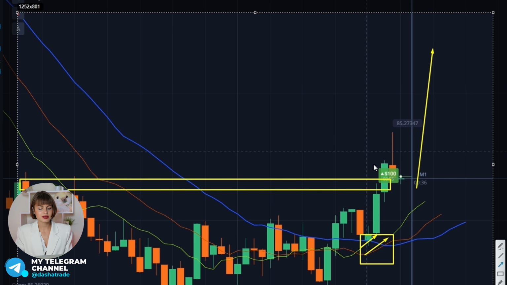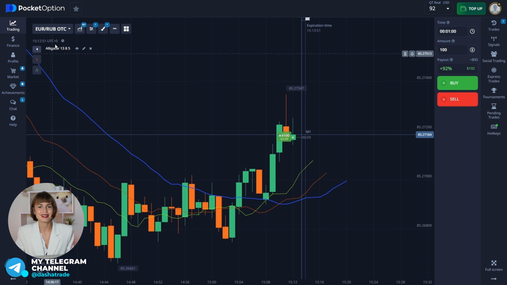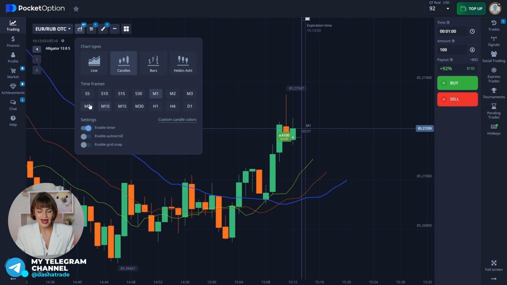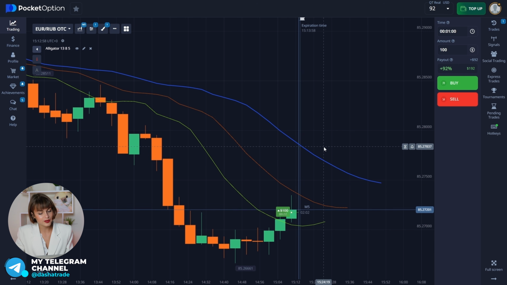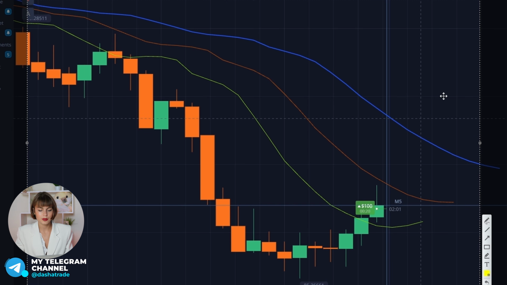And the breaking of the resistance level tells us about the upward movement, that it will be continued. So now we move to the analysis of the 5-minute time frame. In this situation, I see an impulsive approach by the buyer side to the nearest local resistance level, which we had on the 1-minute time frame.